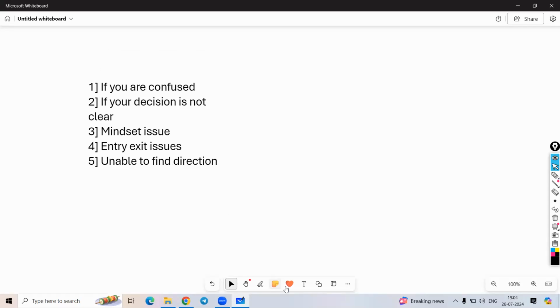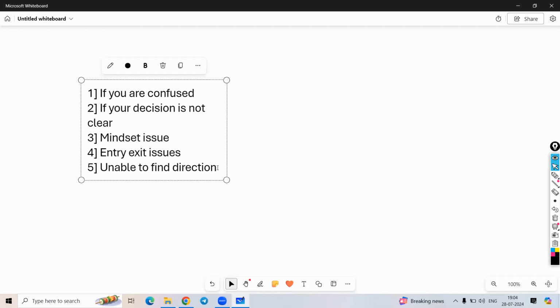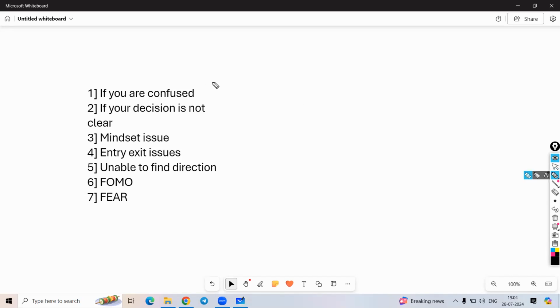How many have these problems? Anyone have problems, these kind of problems during live market? Yes, no? Fear, FOMO, etc. is all part of it. How many traders have any one problem over here? Out of these, even one problem, just let me know in the chat box. Just type yes in the chat box. Okay, this is common. I could see many traders are typing yes.